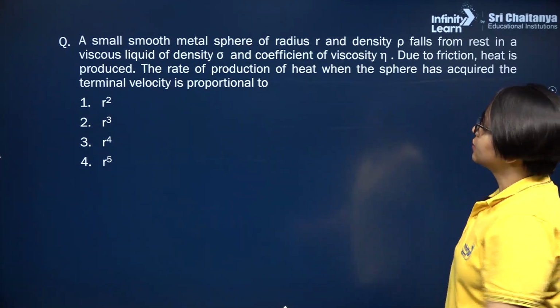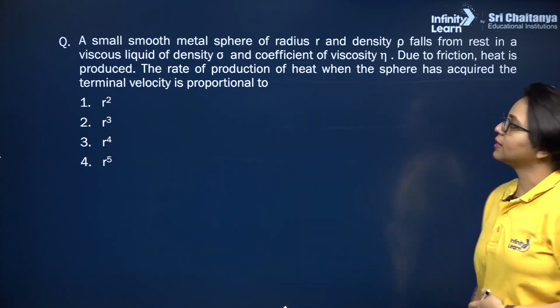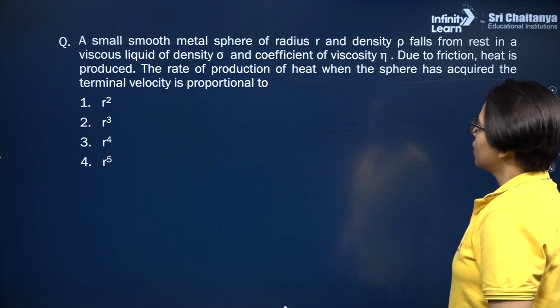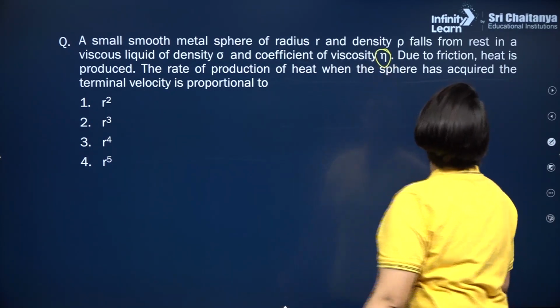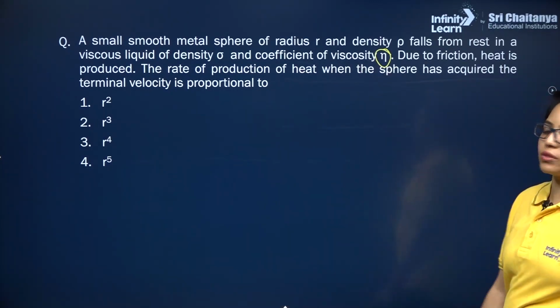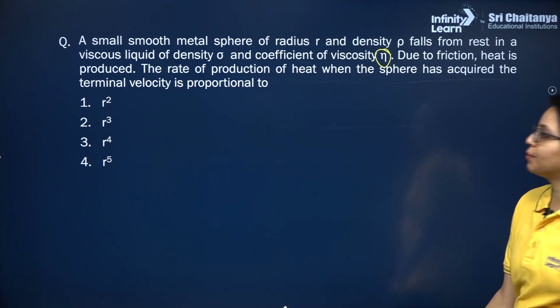Next is, a small smooth metal sphere of radius r and density rho falls from rest in a viscous fluid, liquid of density sigma, and the coefficient of viscosity is eta. Due to the friction, heat is produced. The rate of production of heat when the sphere has acquired the terminal velocity is proportional to.